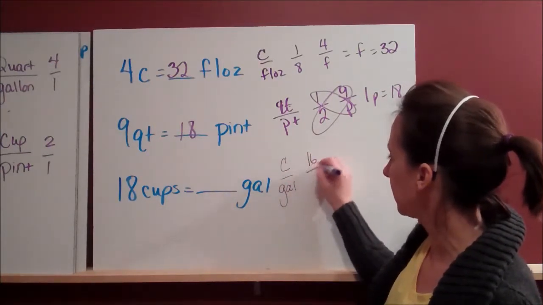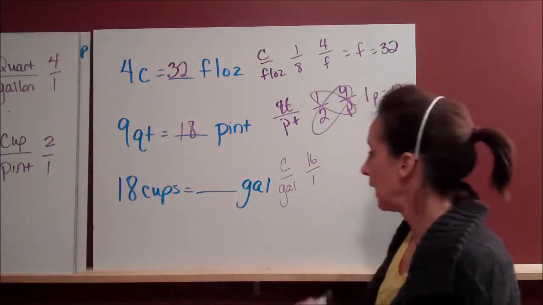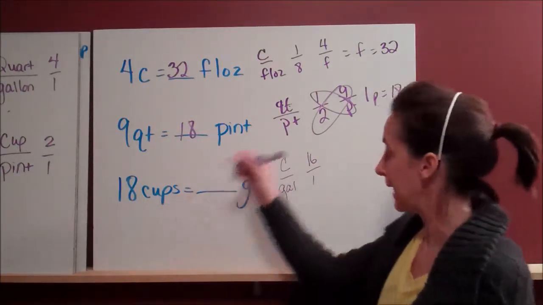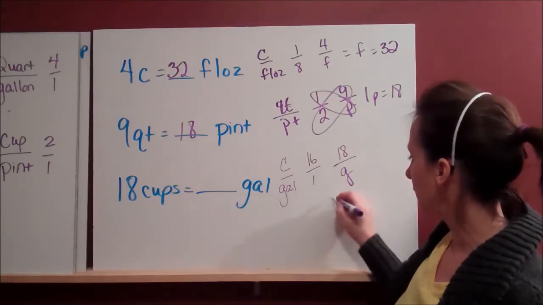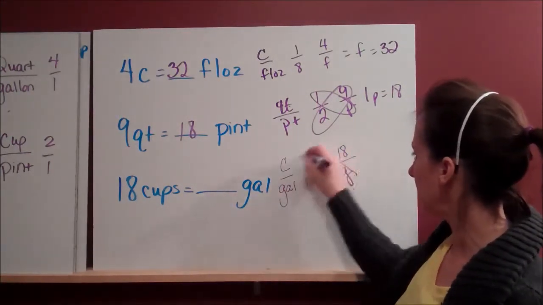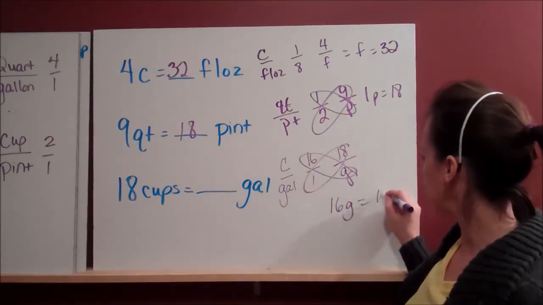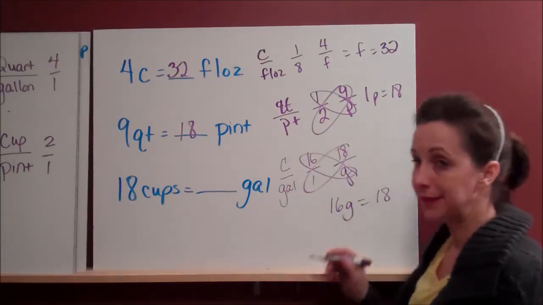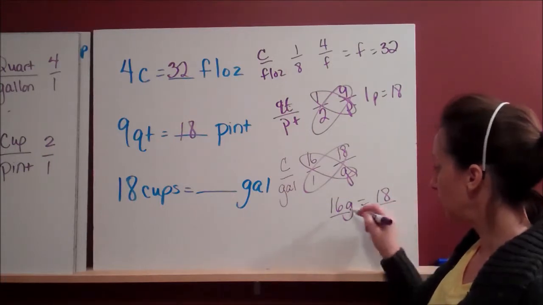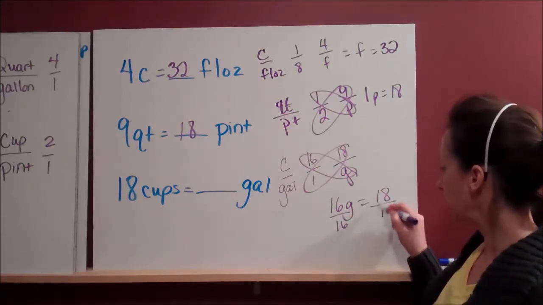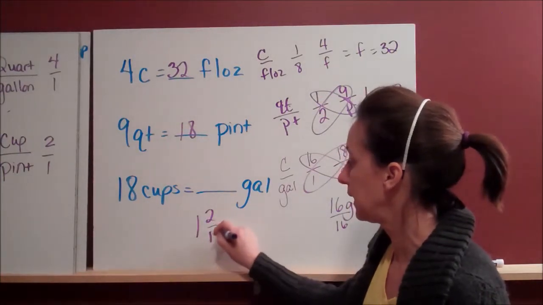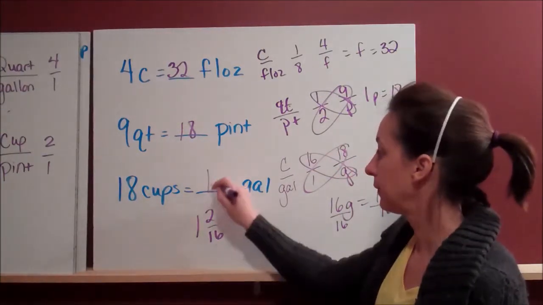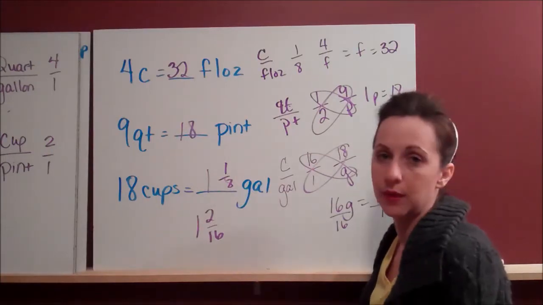Cups to gallons. There are 16 cups in 1 gallon. And I want to figure out how many gallons is 18 cups. And so this is G. So 16G is what I get here, equals 18 is what I get here. I have to divide both of these by 16. 18 divided by 16 is 1 2/16. And 1 2/16 simplified is 1 1/8.